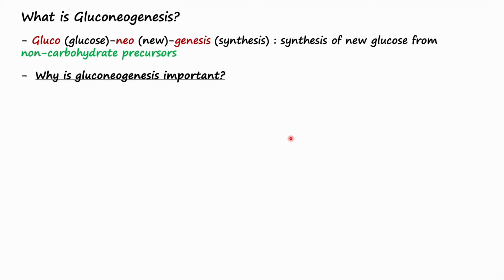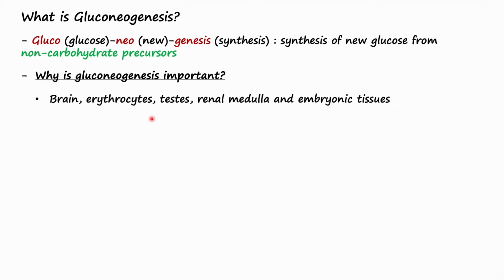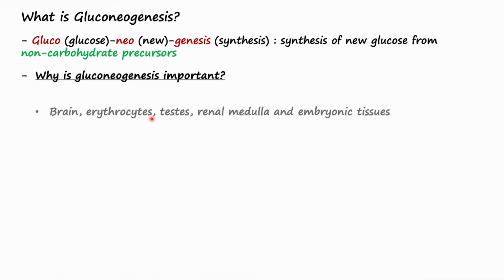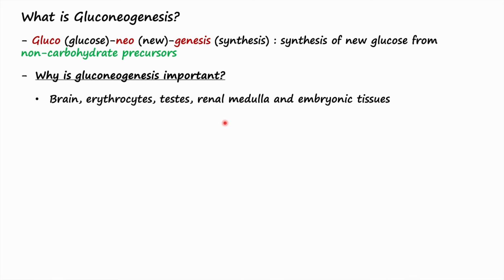Now, why is gluconeogenesis important? In mammals, some tissues depend almost completely on glucose for their metabolic energy. Some of these tissues are brain, erythrocytes, testes, renal medulla, and embryonic tissues. Therefore, gluconeogenesis is very important for these tissues.